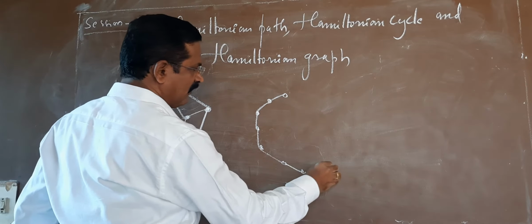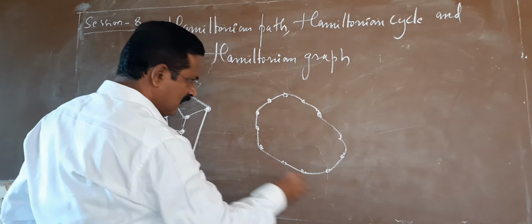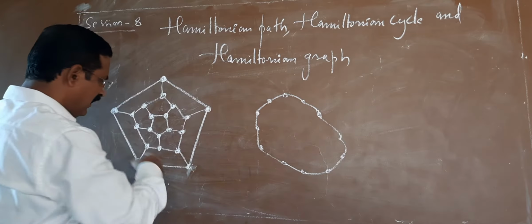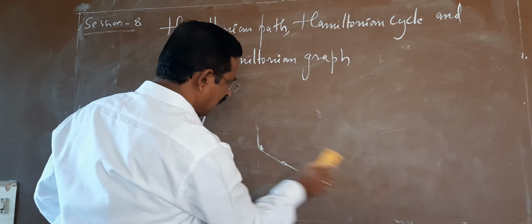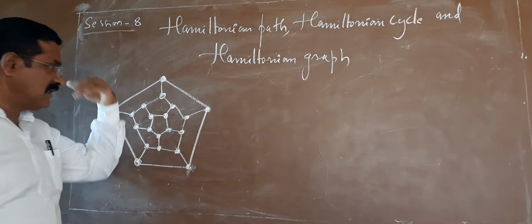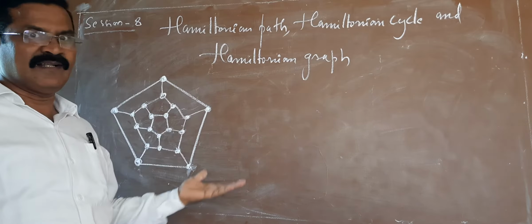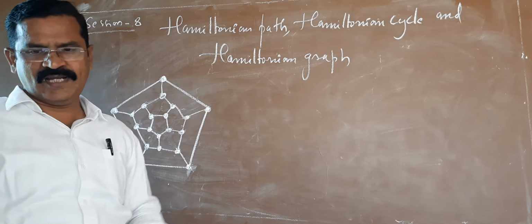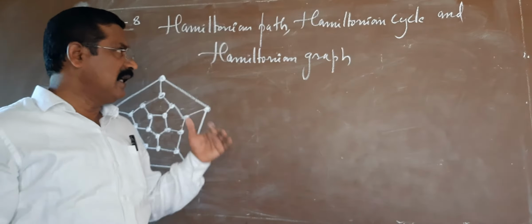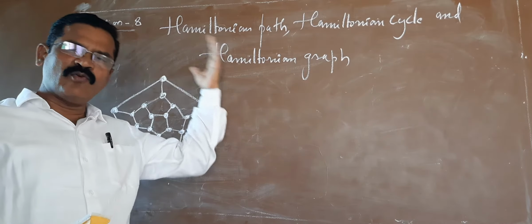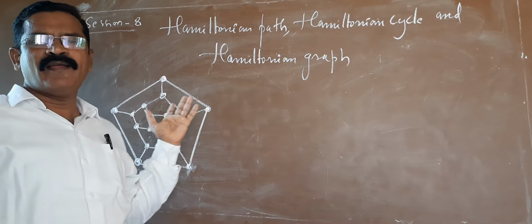There are 20 vertices like this, like this. I have redrawn like this. There is a cycle containing every city or every vertex of the graph. So if such a cycle is there, then you can say there is a concept called Hamiltonian cycle or Hamiltonian graph. That we will see in detail. I hope you have followed. So the Eulerian graph from the Königsberg bridge problem, the Hamiltonian graph from the dodecahedron.